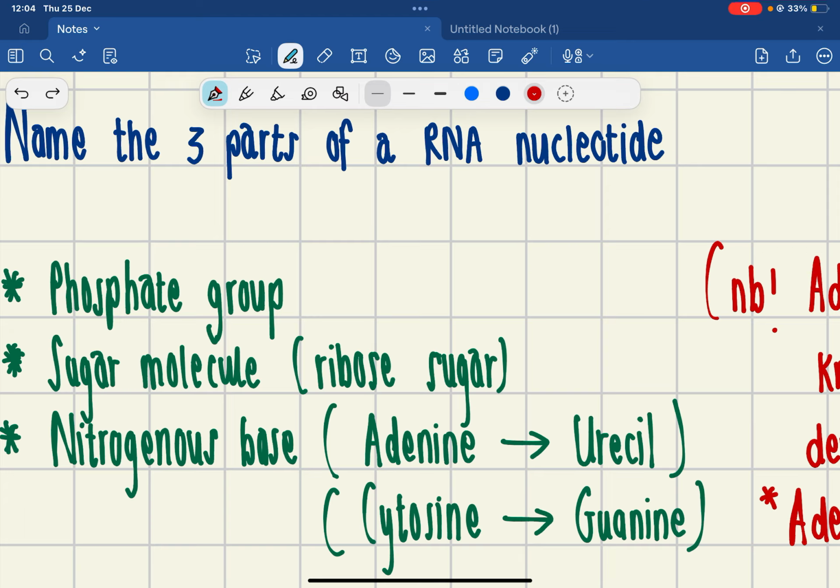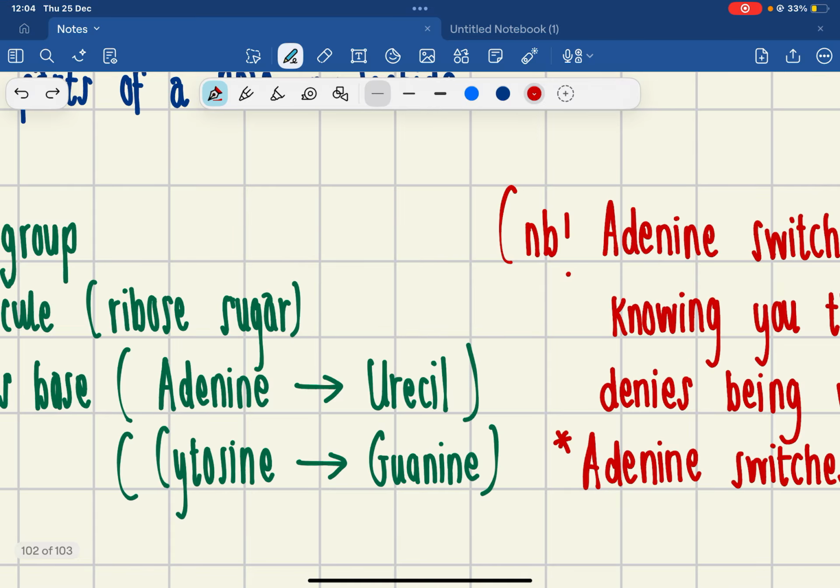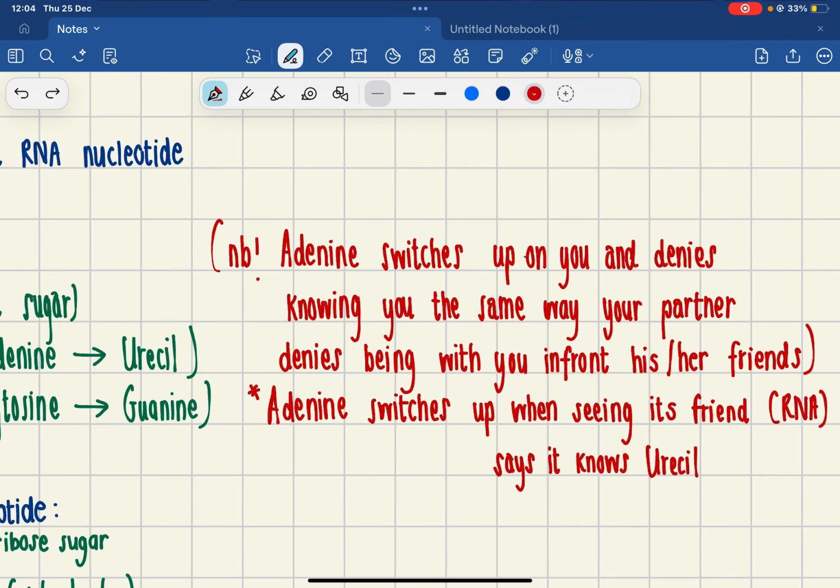So now, RNA has nitrogenous bases. But in RNA, adenine does not bind to thymine. Adenine binds to uracil. And cytosine binds to guanine. So cytosine and guanine are like in a committed relationship. They're like married. They don't cheat on each other. They don't do funny things, which you'll never find in this day and age. But with adenine, adenine binds to uracil. So I want you to remember this.